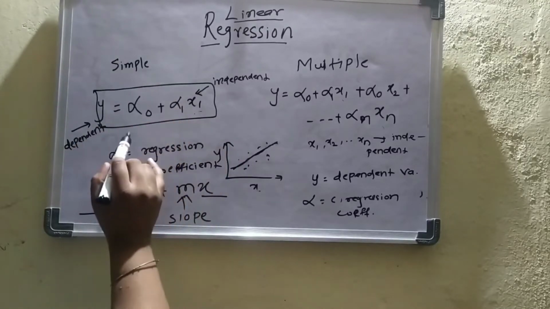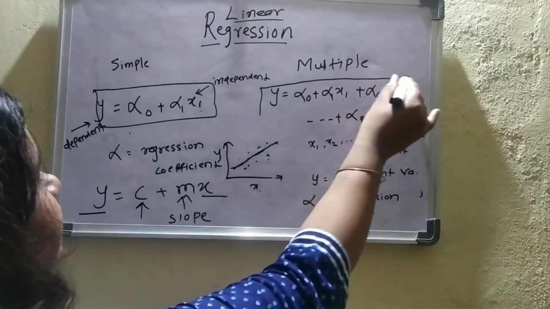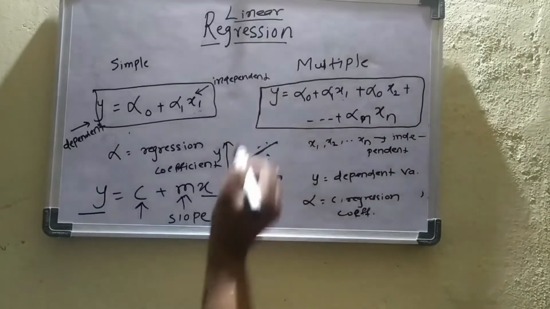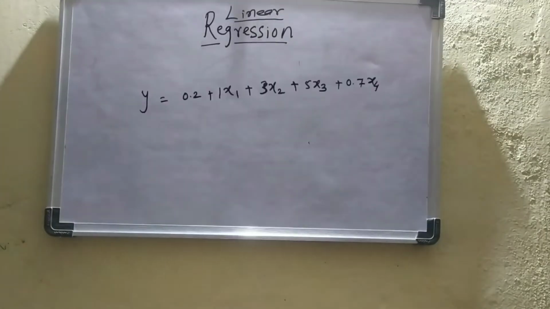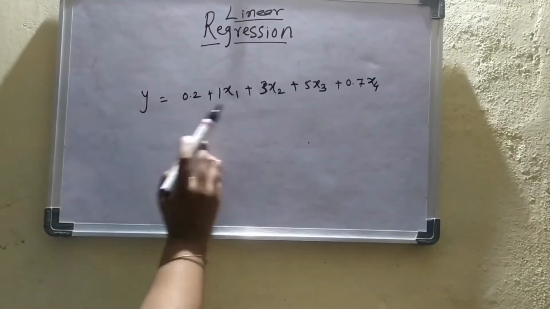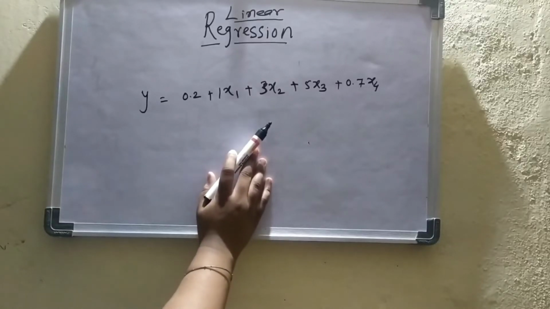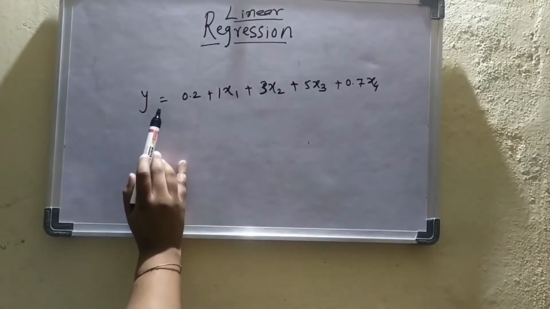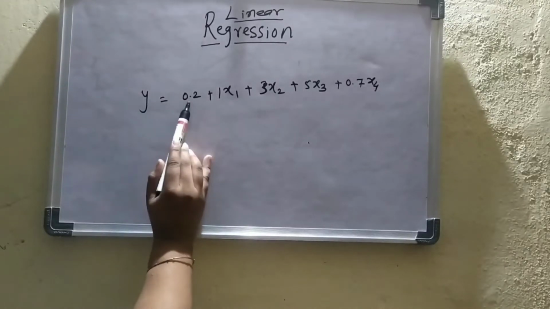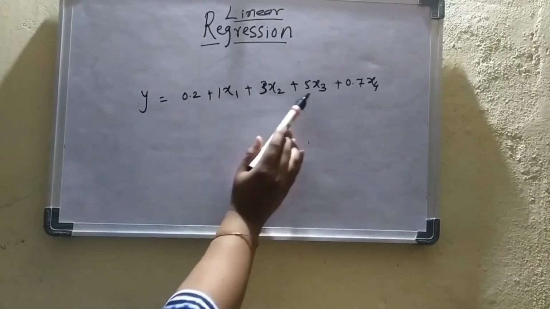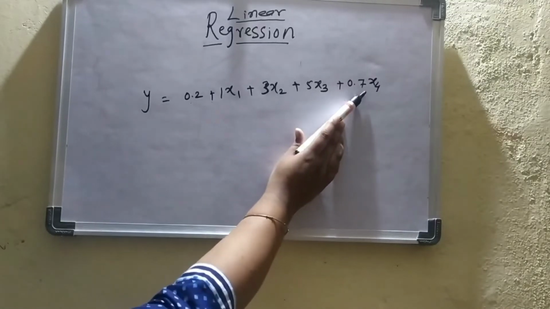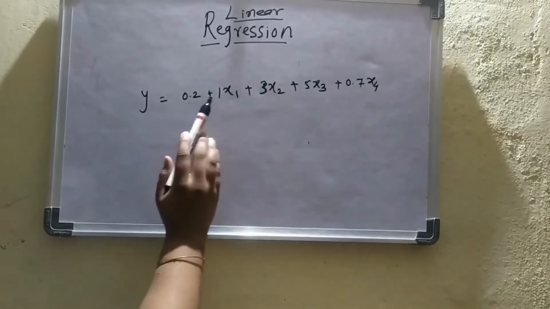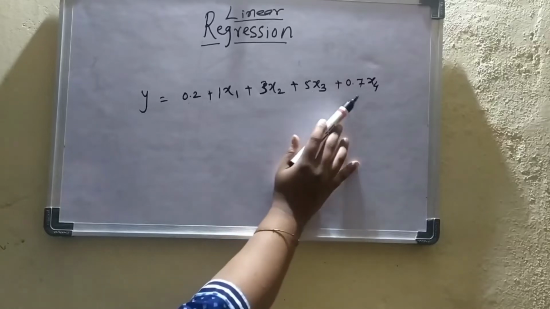For simple linear regression this equation is used, whereas for multiple linear regression this is the equation. So here is one of the equations where it is a multiple regression equation. Here y is given as 0.2 plus 1x1 plus 3x2 plus 5x3 plus 0.4x4. So these are alpha 0, alpha 1, alpha 2, alpha 3 and alpha 4.